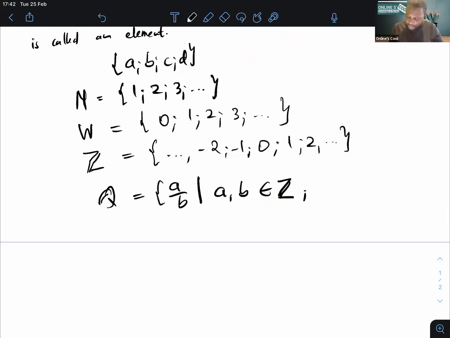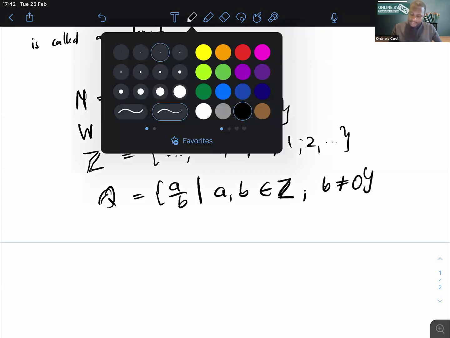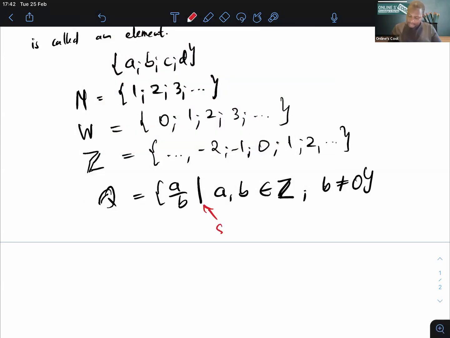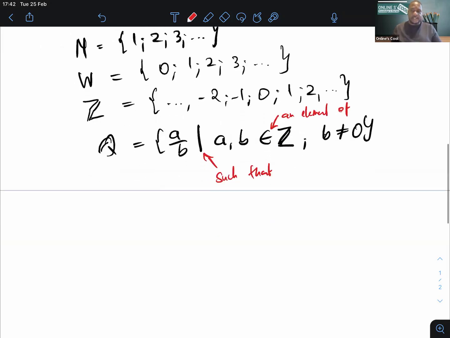The only condition that we require here is that B must not be equal to 0, because if B becomes 0, then we're dividing by 0, which is something we don't understand. We don't want to find ourselves in a situation where we have to take a number and divide it by 0, because we don't know what that means. And this line means "such that," and then this E means "an element of." All right. So this is really what we discussed last week.